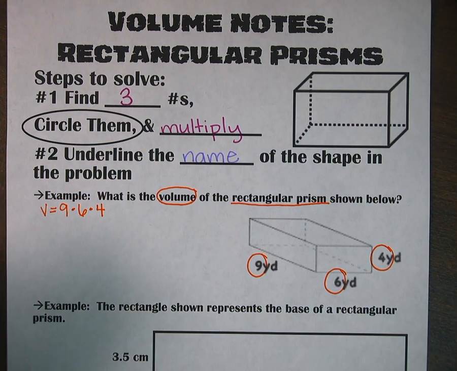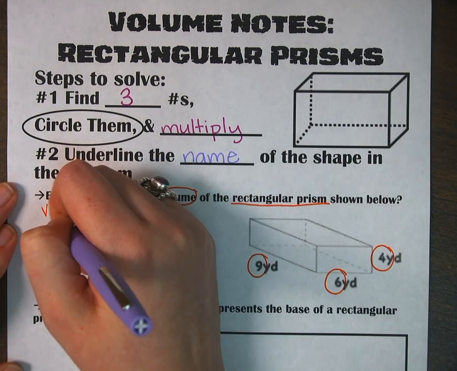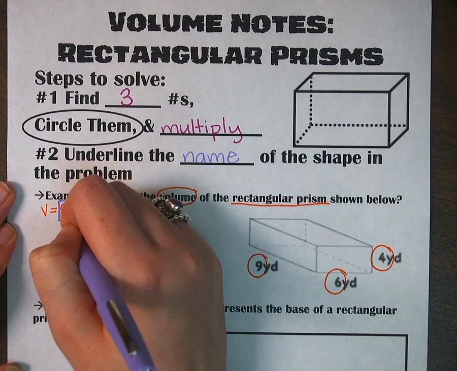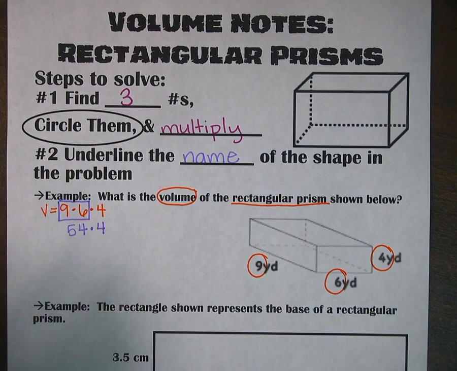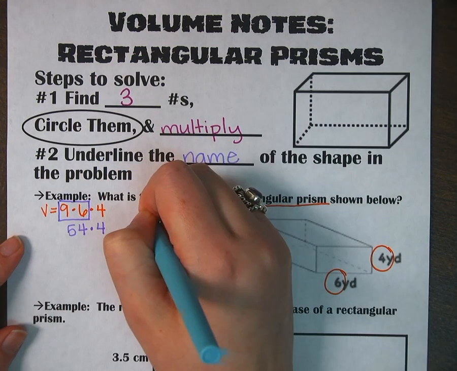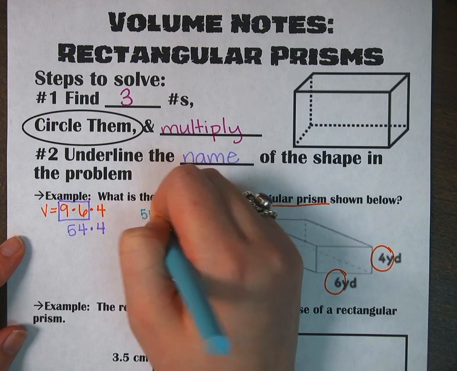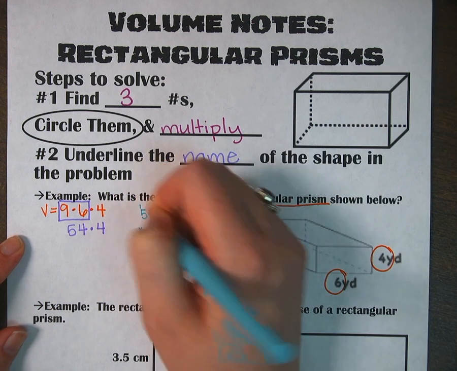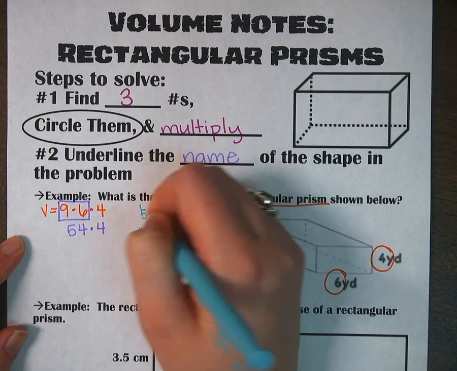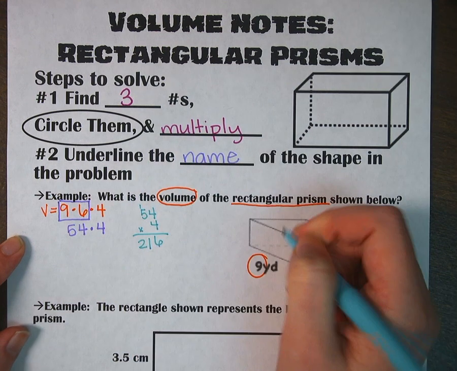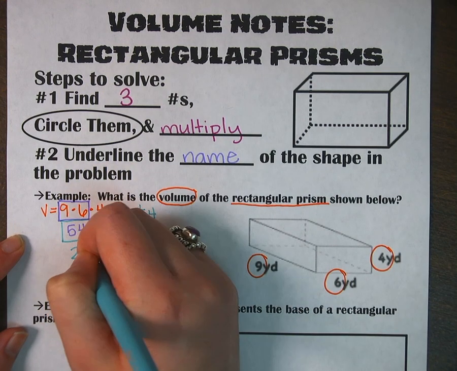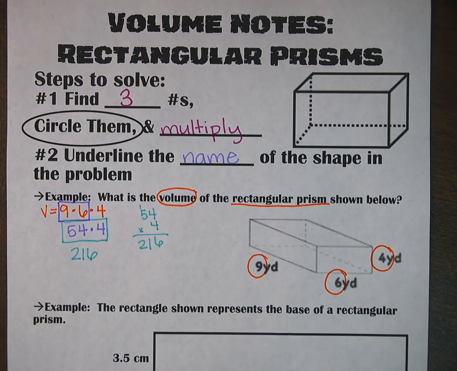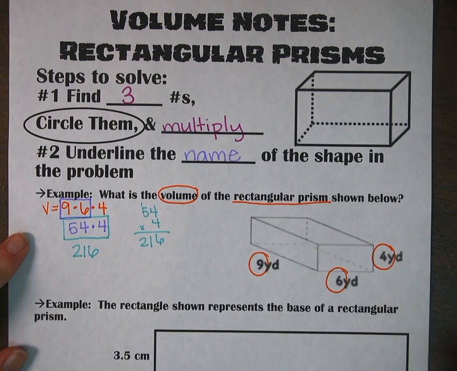And then we have learned we can only multiply 2 numbers at a time. So I can do 9 times 6, which is 54. And then I can do 54 times 4. Okay, so let's stack that up because I can't do that one in my head. 4 and 4 gives me 16. 4 times 5 is 20, plus 1 is 21. So when I do 54 times 4, I get 216.